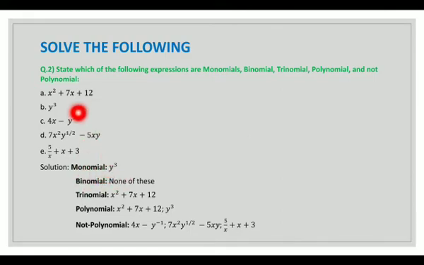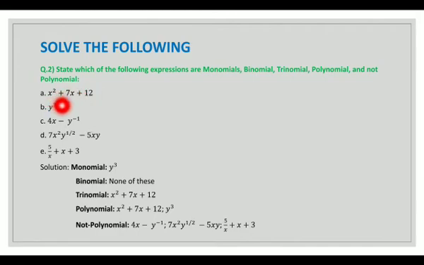Monomial, only one term, that is y cube. Binomial, only two terms. This is a three term. Here it is a binomial, but as the power is negative, so it is not a binomial. So none of these. Trinomial, x square plus 7x plus 12, as the power is positive and it has three terms, so we call it a trinomial. Polynomial, which is a polynomial?